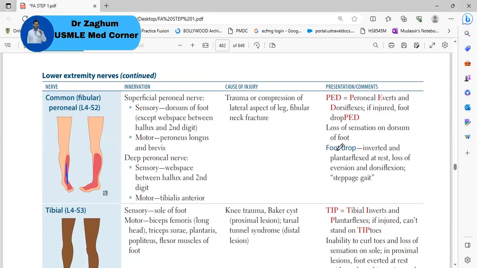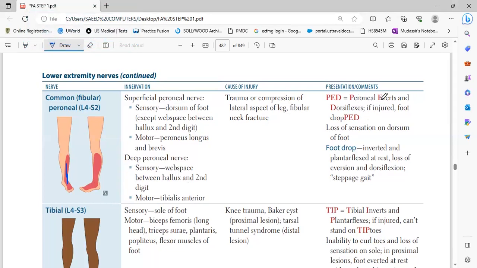When you have foot drop, because the nerve everts and dorsiflexes, you will have an inverted and plantar flexed foot. So easy. This is the outcome you want. Everything is covered for the common fibular nerve. Here you will remember a very high yield point: fibular neck fracture is high yield, because at the fibular neck this nerve is present.